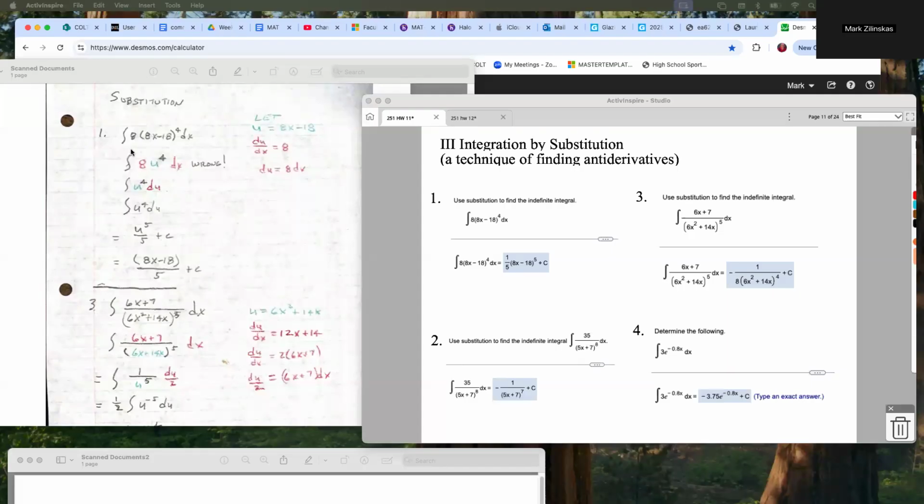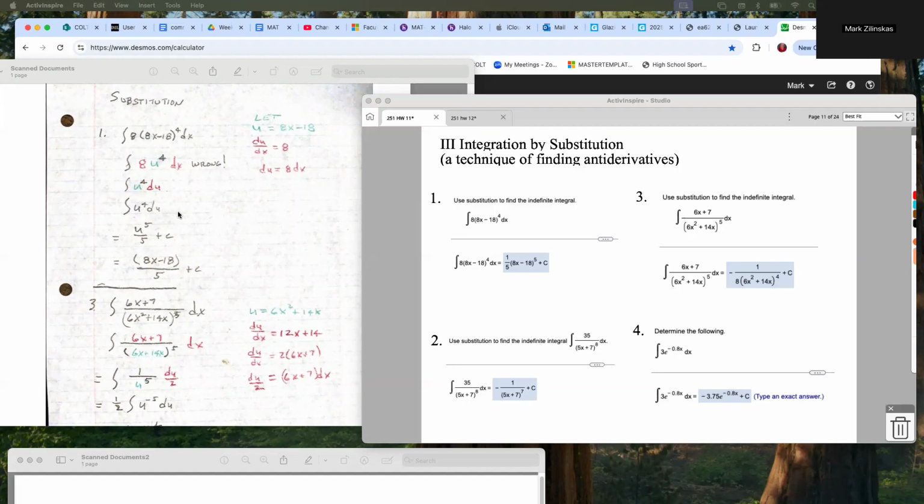Okay, here is the video explaining the technique of integration by substitution, and I have actually four examples here for you. Probably could find a lot more. This is something that you just need to spend a little bit of time with, and eventually you're going to get it. I tried to use some colored pencils to illustrate.